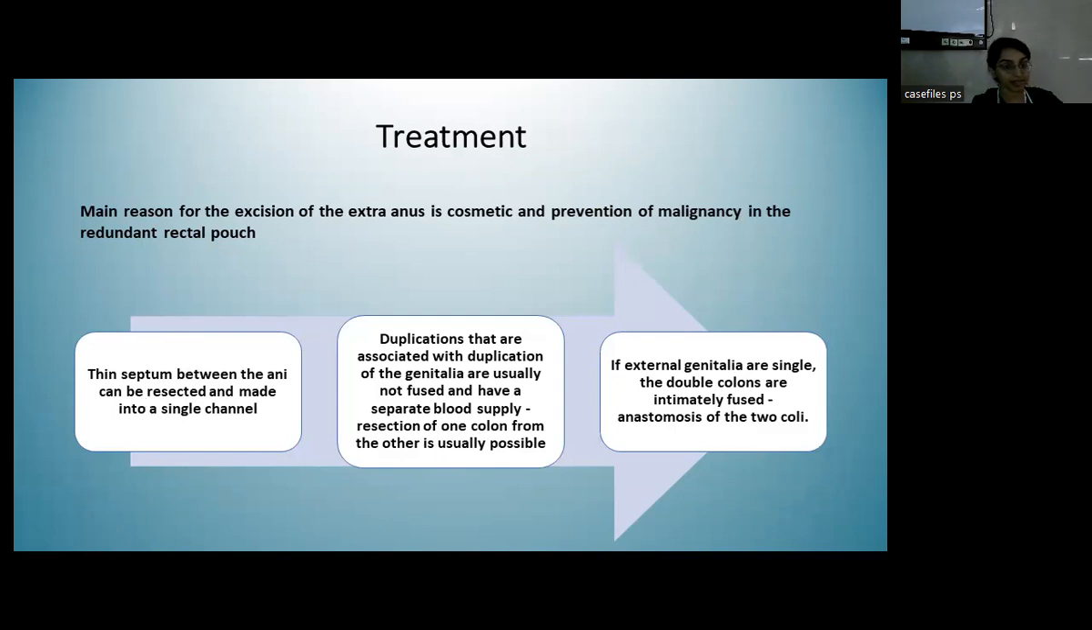If a very thin septum is present between the two duplicated anal canals. Duplications that are associated with duplication of the genitalia usually are not fused. They are separate, and they usually have a separate blood supply. So resection of one of the colons is usually possible from the other. If genitalia are single, then double colons are intimately fused. So it is preferable that the common wall between them should be excised and the two colons can be anastomosed.